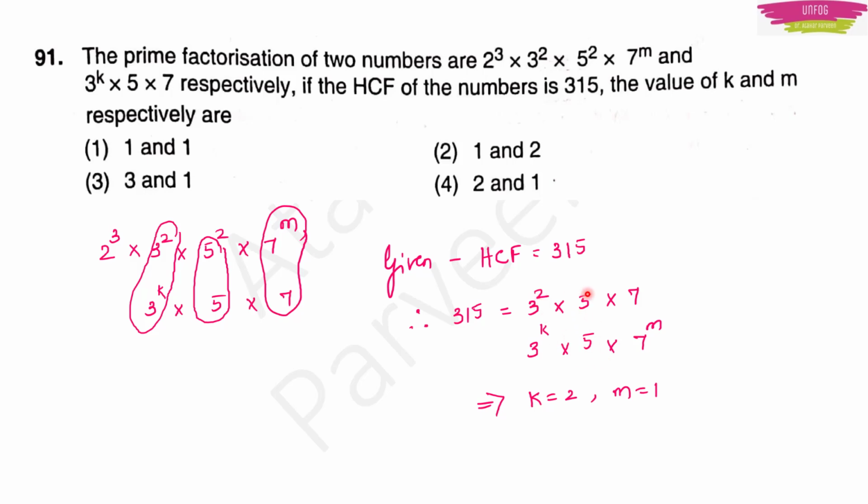And 5 to the power 1 and 5 to the power 1, that I have taken common, and 7 to the power m and 7 to the power 1. So that means m should be equal to 1. So when I compare, I understand that k is equal to 2 and m is equal to 1. Clear, right? So option 4 will be the correct answer.